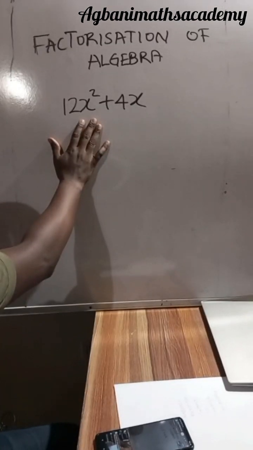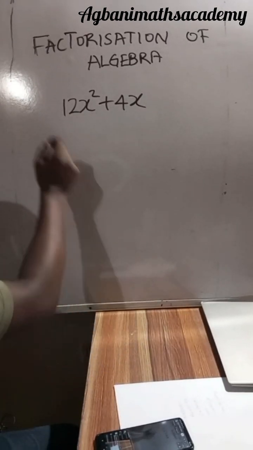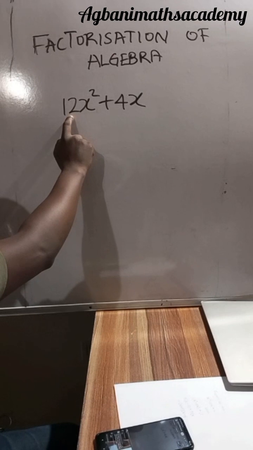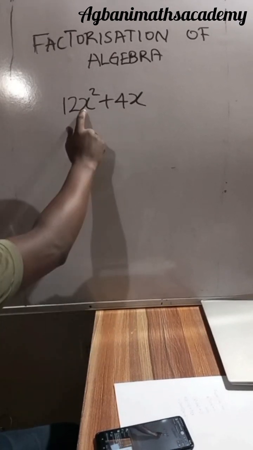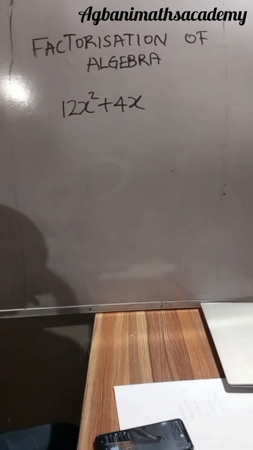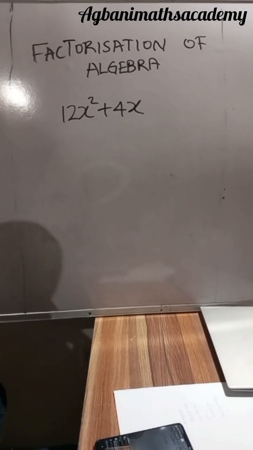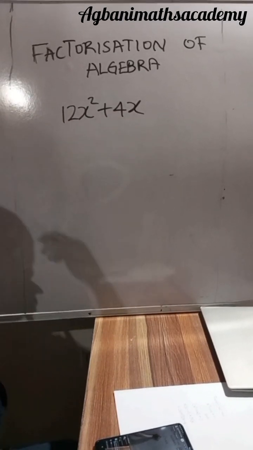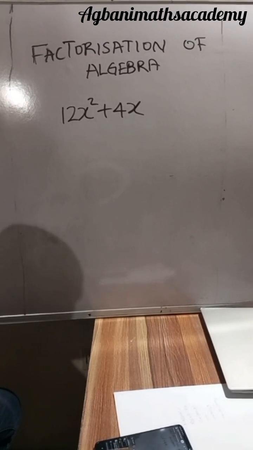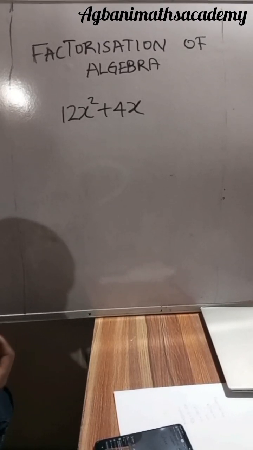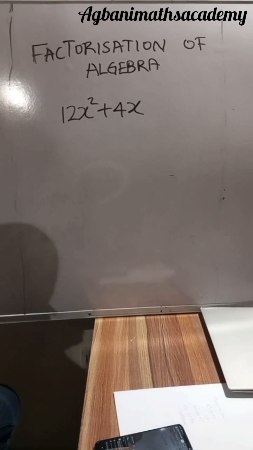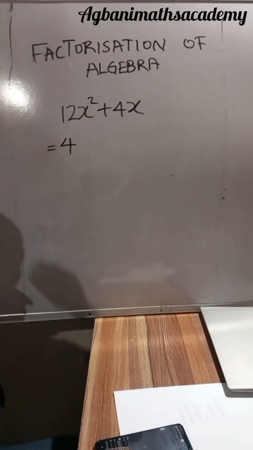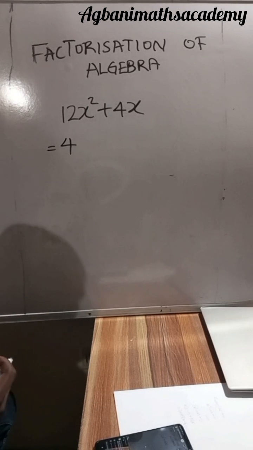When you look at this expression, you can see numbers in it, and you can also see alphabets in it. Here we have the number 12, we have the number 4, and we have x and x. So this qualifies to be called an algebra, and we can factorize this. How do we factorize? We look at the numbers 12 and 4. What is the largest number that can divide both 12 and 4? The largest number that can divide both 12 and 4 is 4.